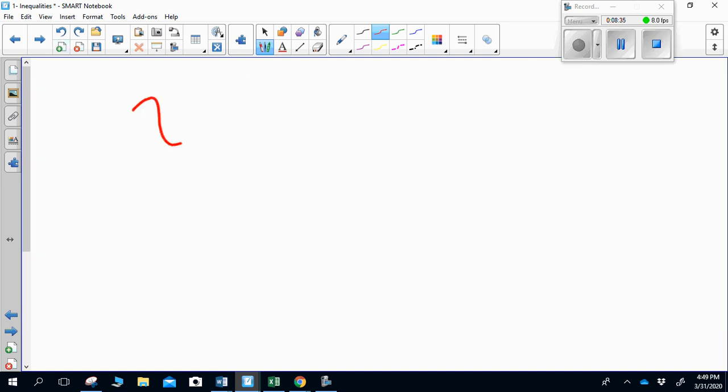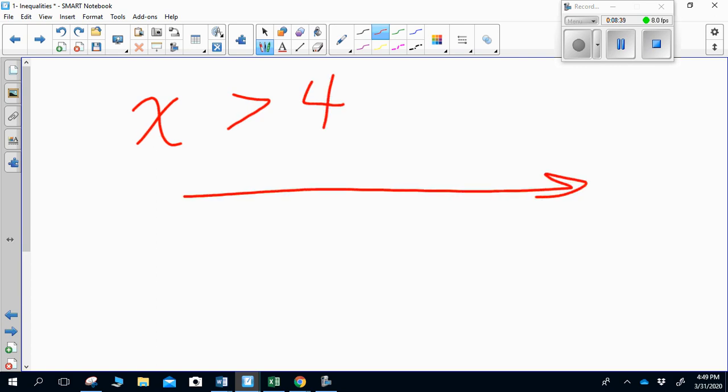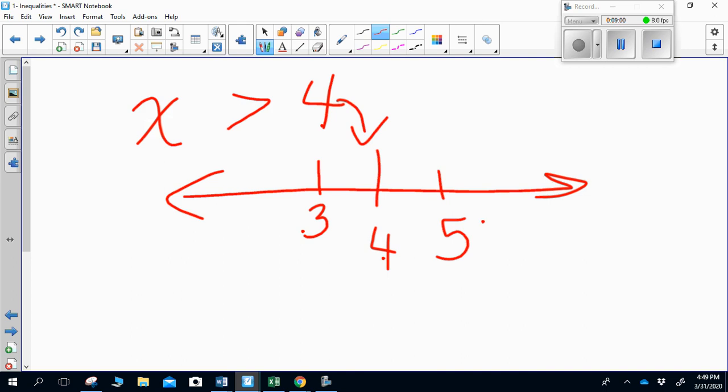Let's say we had X is greater than 4. I'm going to draw my number line, and I call this a baby number line because I'm only putting 3 numbers on it. In the middle, I'm going to put my 4 because that's my answer. And then I'm going to put a number to the left of it, which is 3, and the number to the right of it, which is 5. And that's what that means. So you draw the number line, you take the middle number, which is your solution, you put it in the middle, and then you draw a number to the left and to the right.